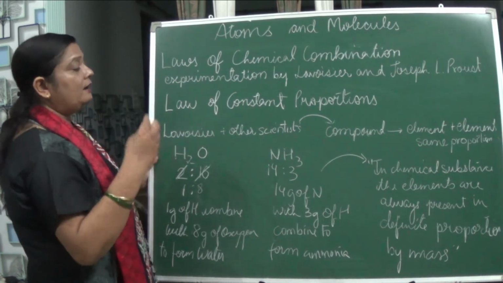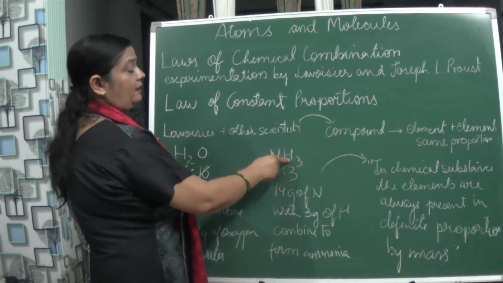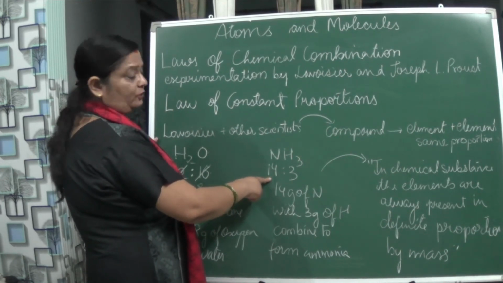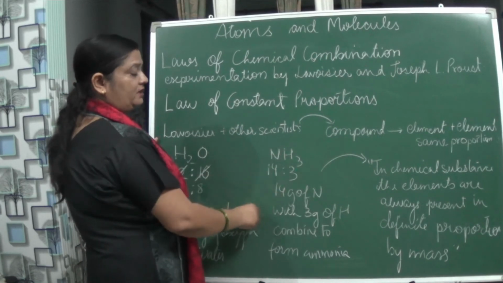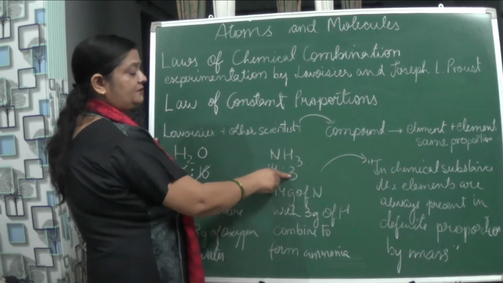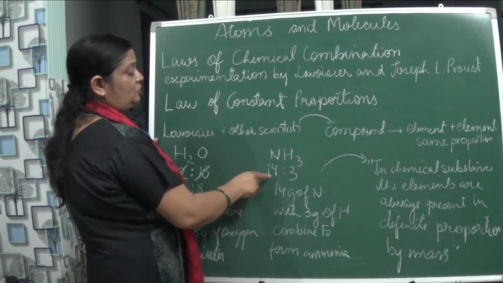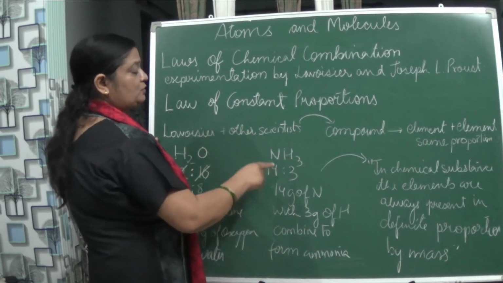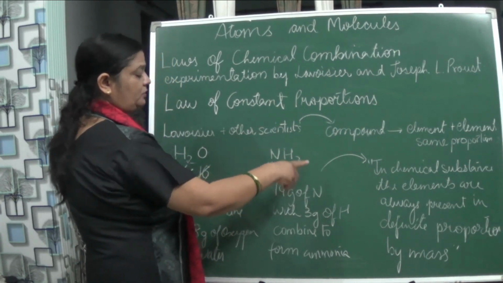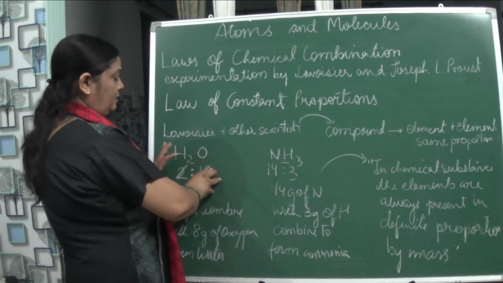Likewise, another example, NH3, this is ammonia, nitrogen and hydrogen. Here the nitrogen mass is 14, and hydrogen is 1, but 3 atoms are present, so 3 into 1 becomes 3. So nitrogen and hydrogen are present by mass in the ratio 14:3. So 14 grams of nitrogen combines with 3 grams of hydrogen to form ammonia. So this is specific.